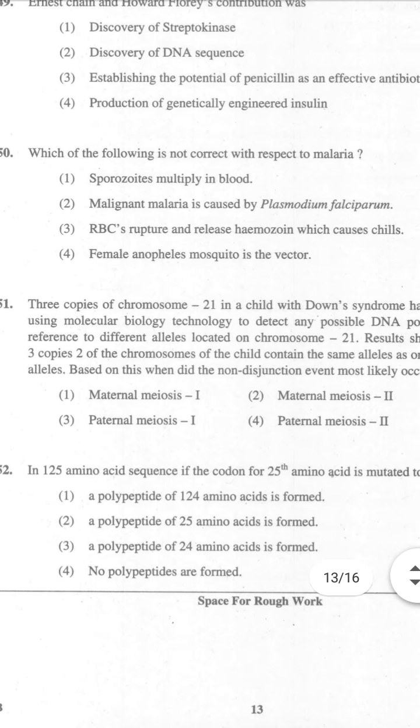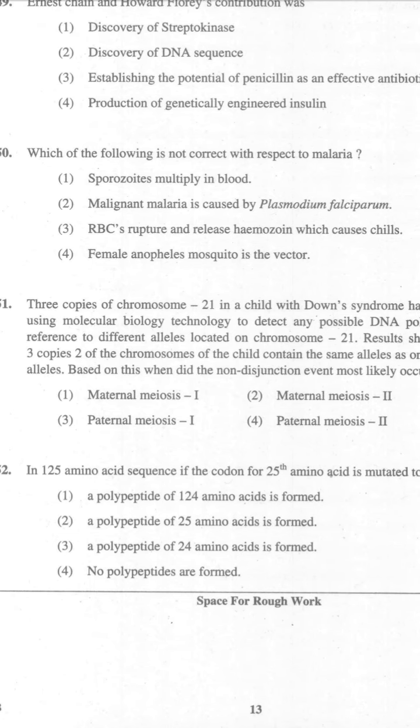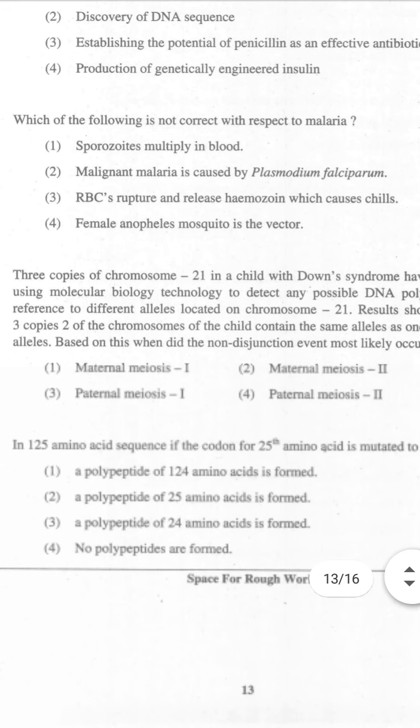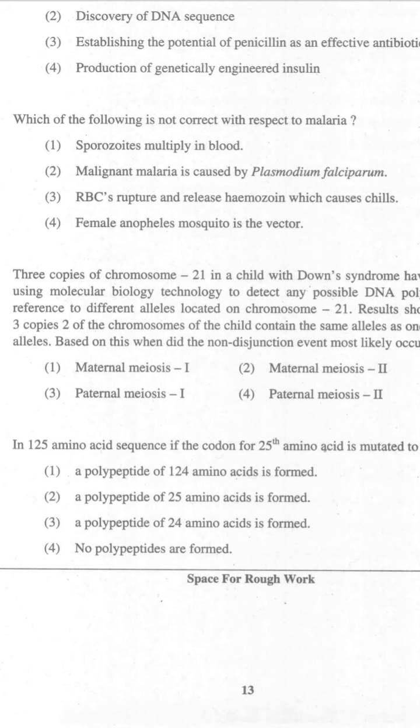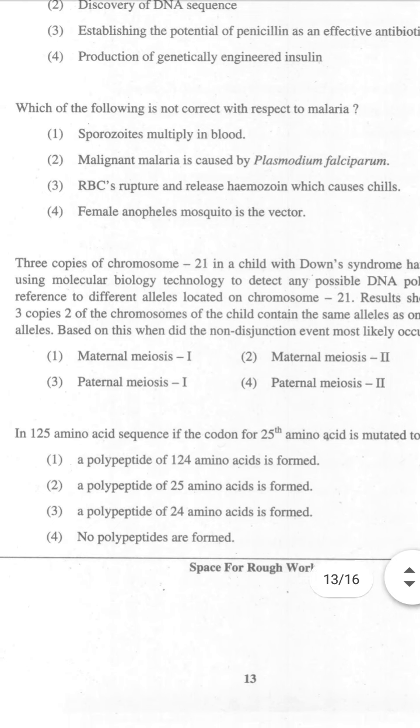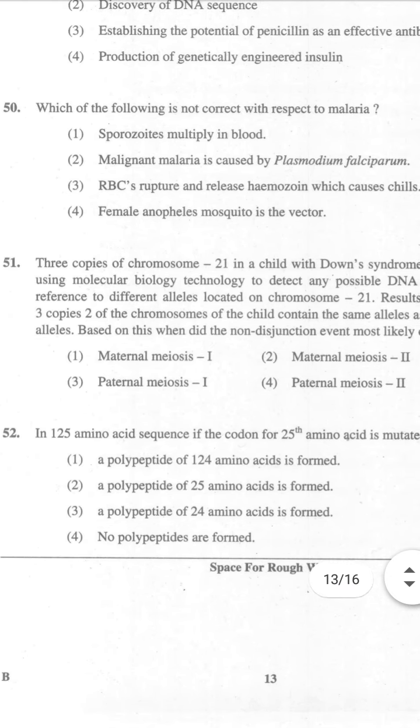Which of the following is not correct with respect to malaria? Option 1, sporozoites multiply in blood. Option 2, malignant malaria is caused by Plasmodium falciparum. Option 3, RBCs rupture and release hemoglobin which causes chills. Option 4, female Anopheles mosquito is a vector. So the correct answer for the 50th question is option 1.